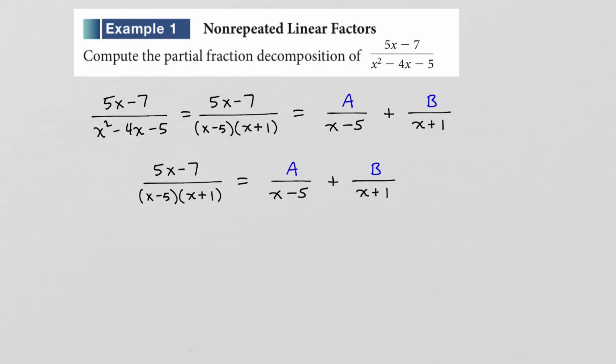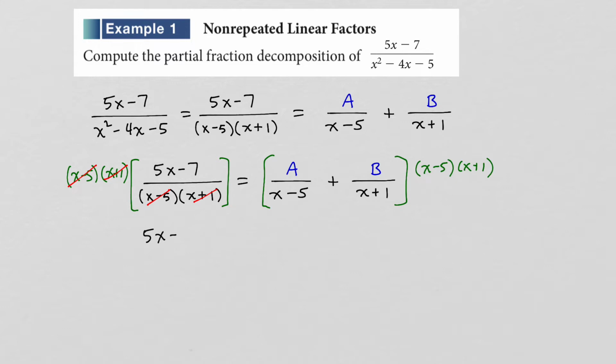One of the ways we solve for a and b here is we're just going to get rid of the fractions by multiplying both sides of this equation by the least common denominator. So I'm going to multiply both sides by x minus 5 and x plus 1. Now on the left-hand side, when you multiply, these factors simply cancel out, and all we have left over is 5x minus 7.